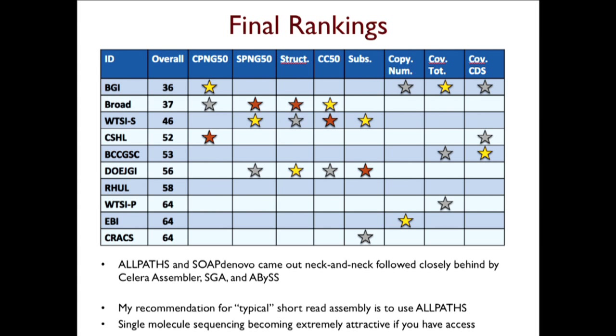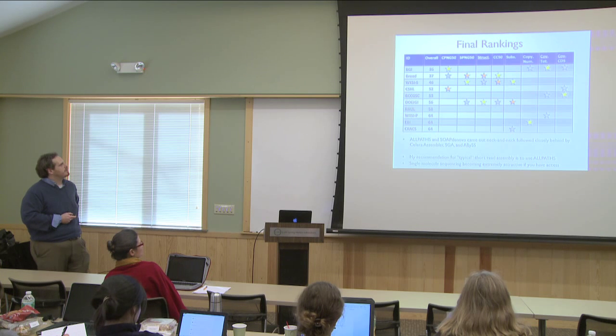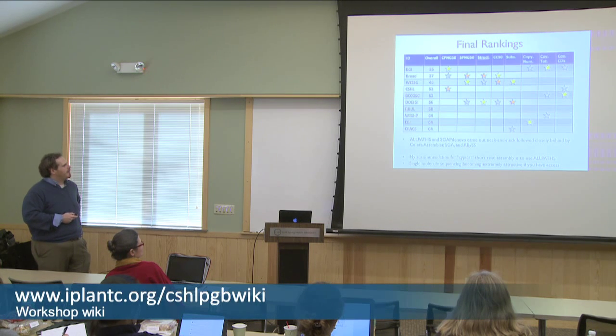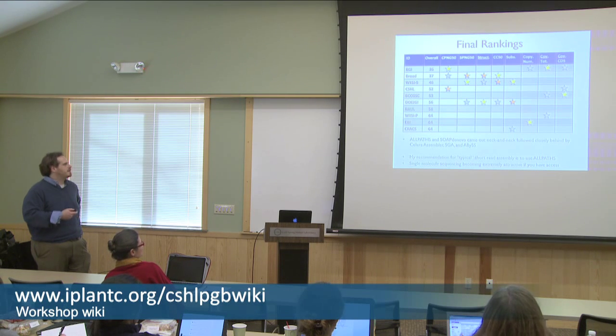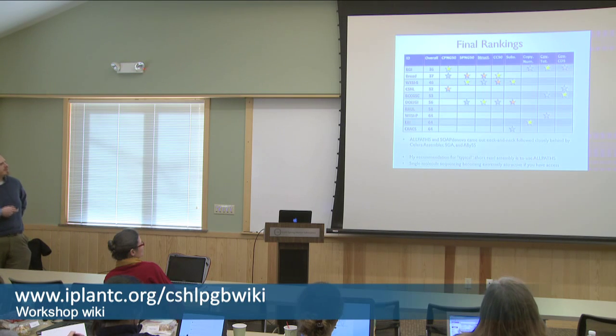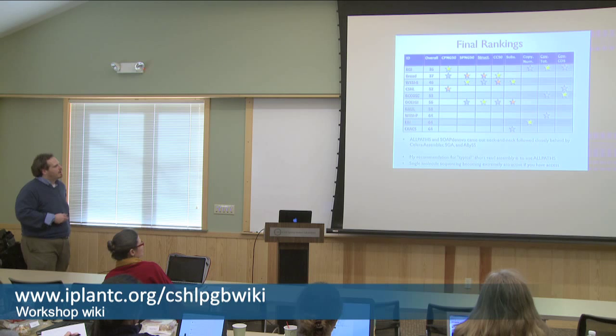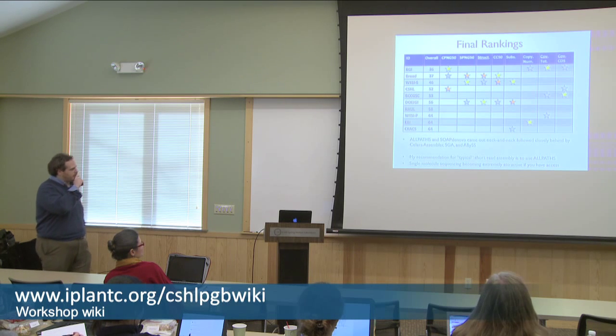The two assemblers that really stood out from this were an assembler called SOAPdenovo from BGI and a second assembler called ALLPATHS from the Broad Institute. The next one was an assembler called SGA from the Sanger Institute, then my submission using the SLAIR assembler, and then many, many other assemblers along the way. This table is actually much longer when they consider all the assemblers that are present.